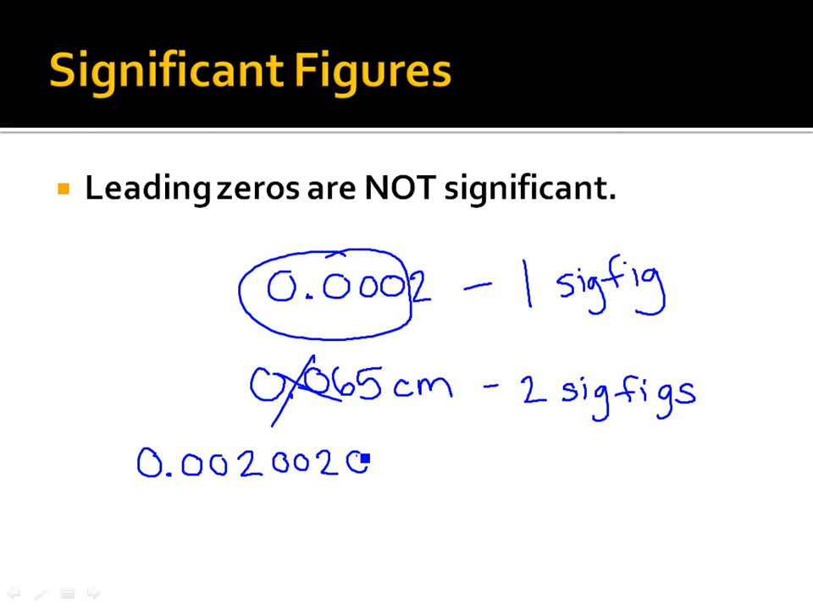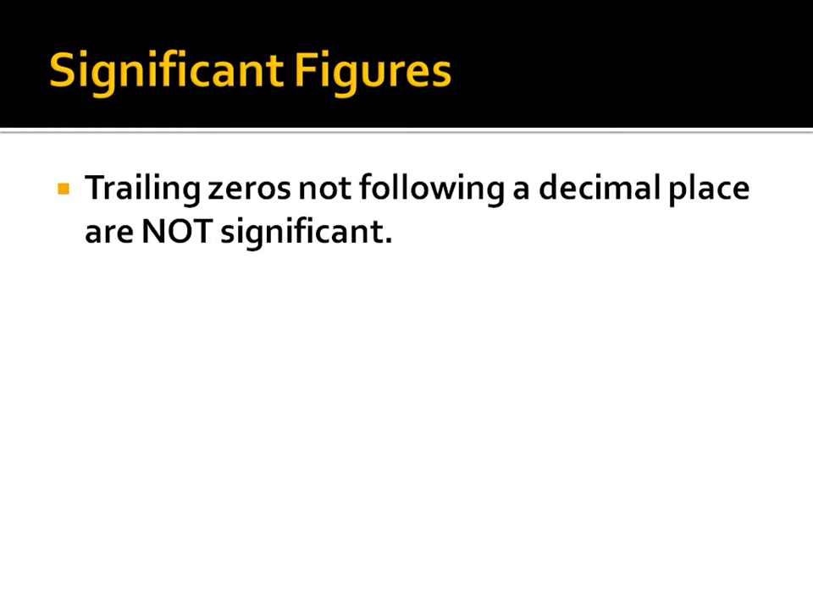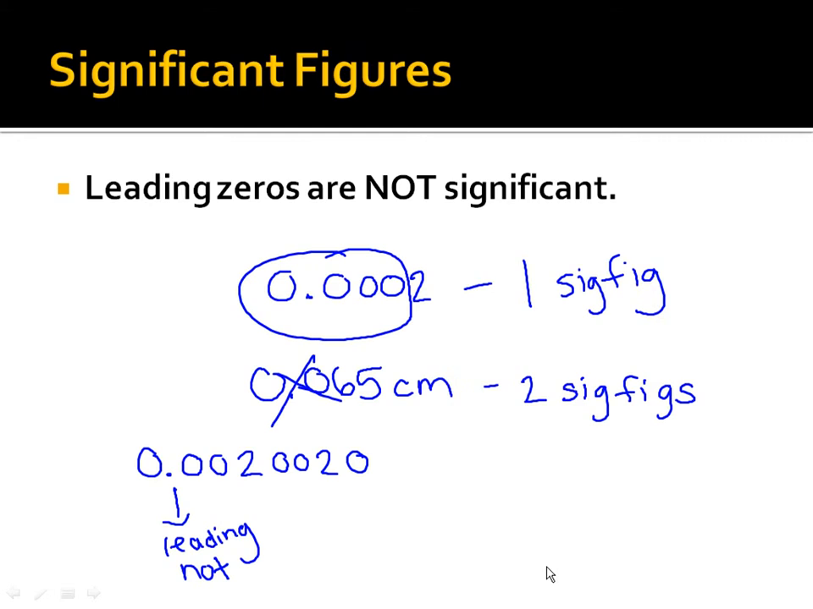If we look at our zeros, these are leading zeros. They come before any non-zero digits. Therefore, they are not significant. Okay, sorry about that. So they're not significant.